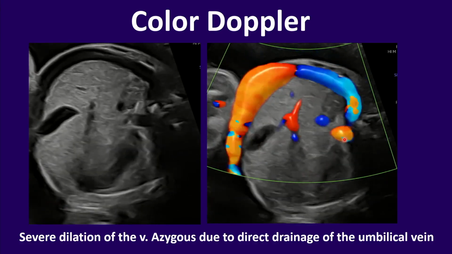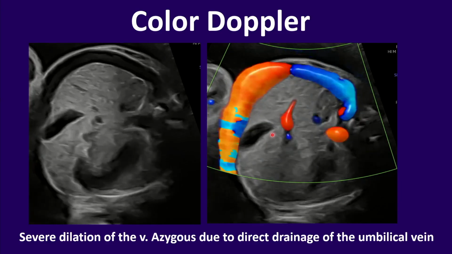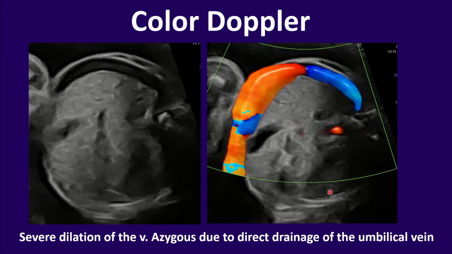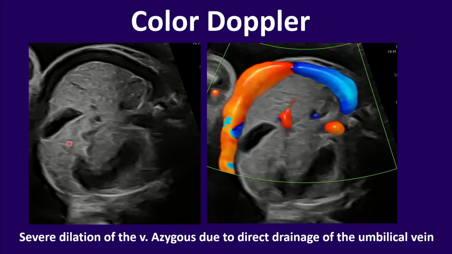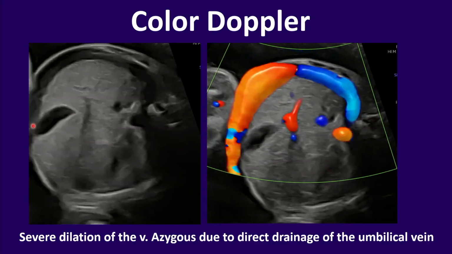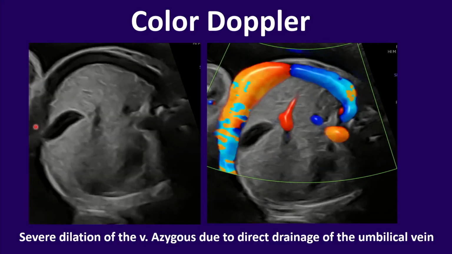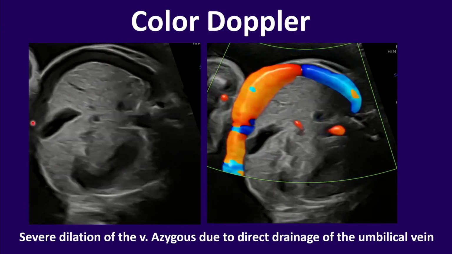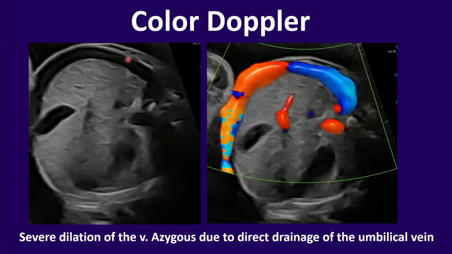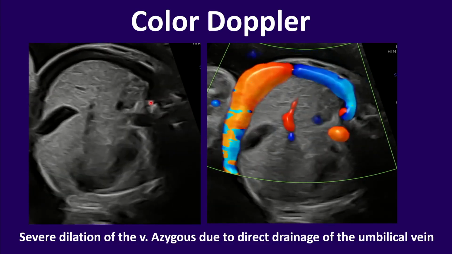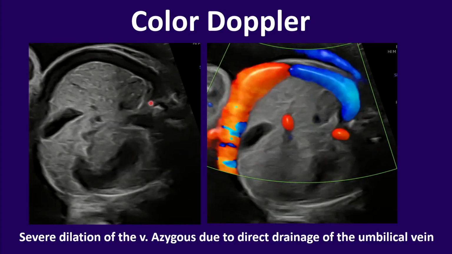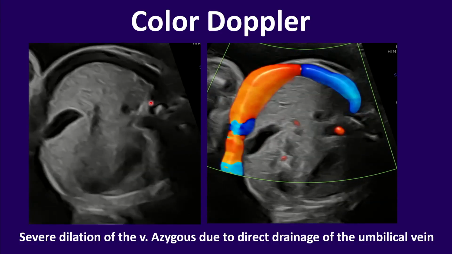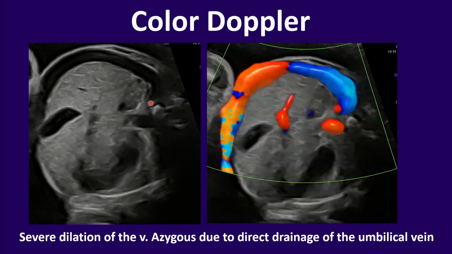So we have the aorta, the IVC, the gallbladder, and the stomach. This baby is in a cephalic position, and we can see the abnormal course of the umbilical vein. So this is a very, very dilated umbilical vein that has an extrahepatic course, and it drains to the azygos vein. How bizarre. So this is the case of the direct drainage of the umbilical vein to the azygos vein, the complete agenesis of the ductus venosus.